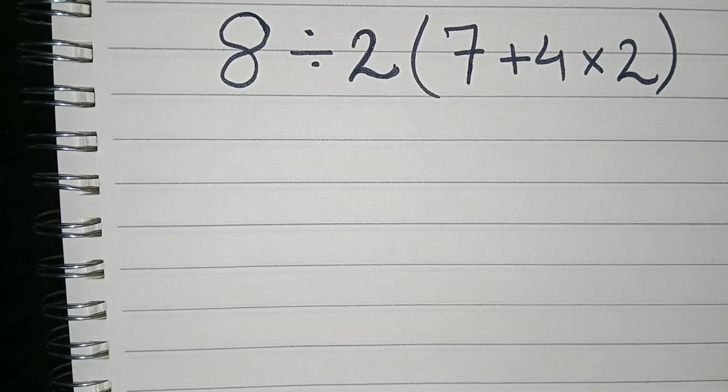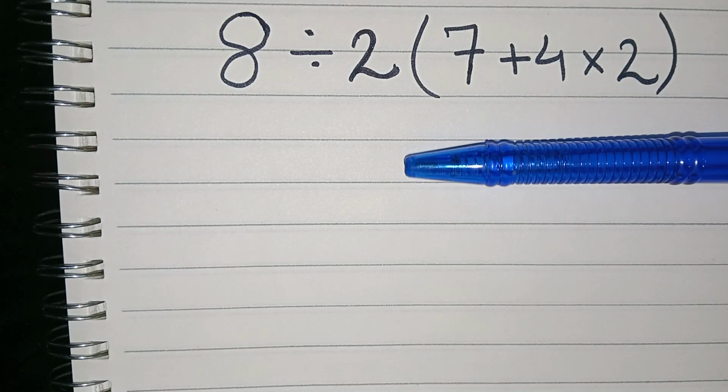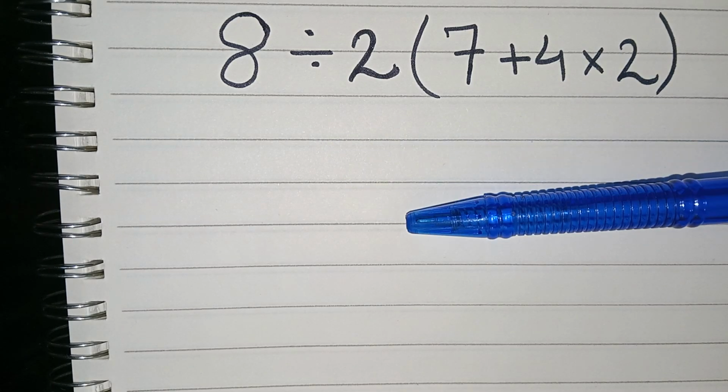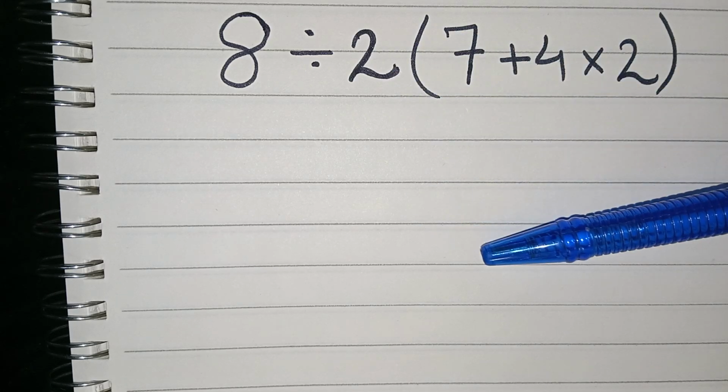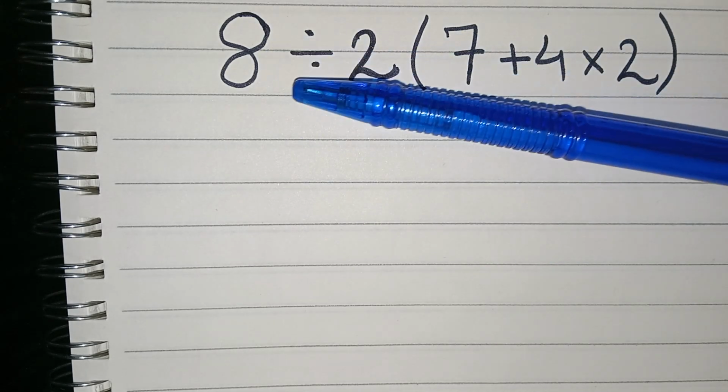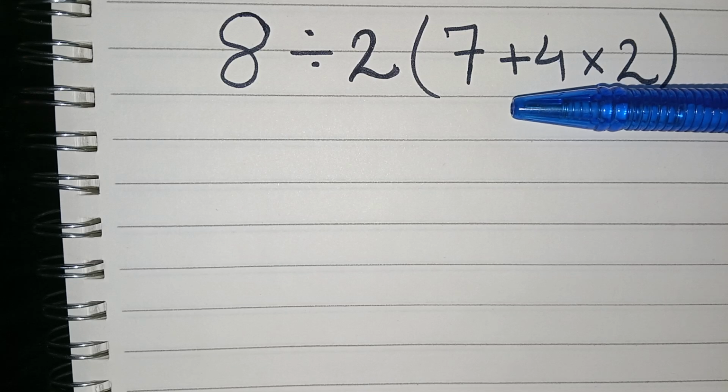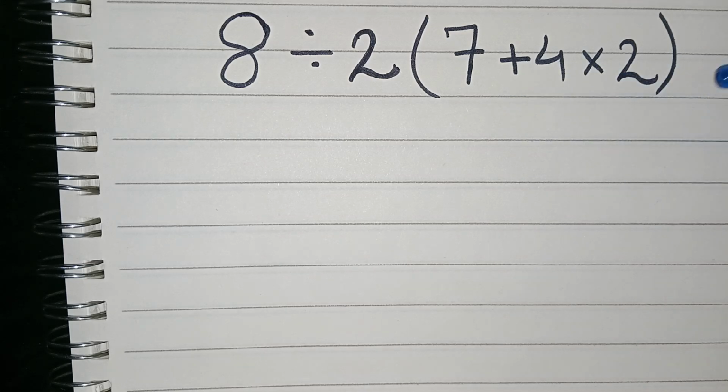Hello friends, a viral problem has occurred, because many students and many people are confused about how to solve this type of question, because these questions are very similar to this: 8 divided by 2(7 plus 4) is equal to ?. How to solve it? There are two methods.